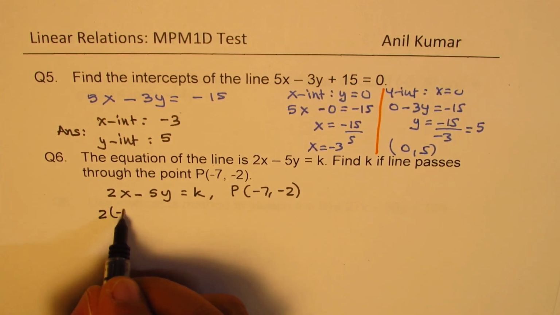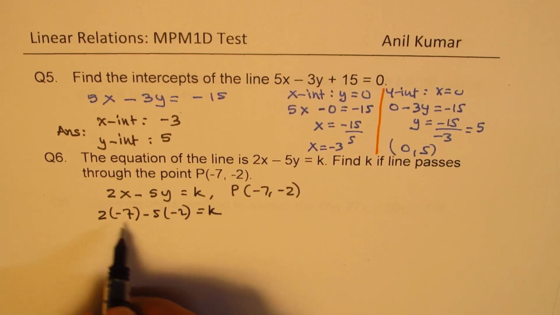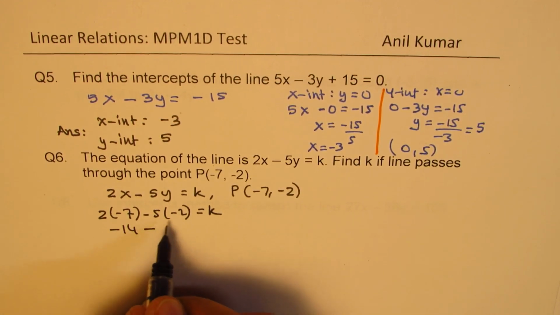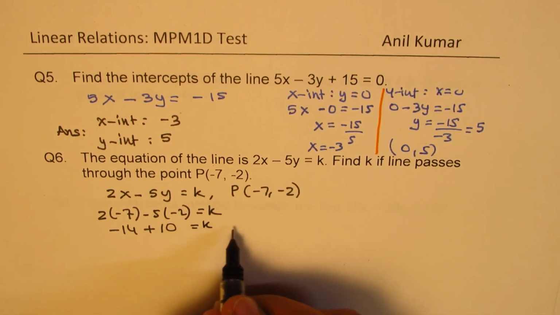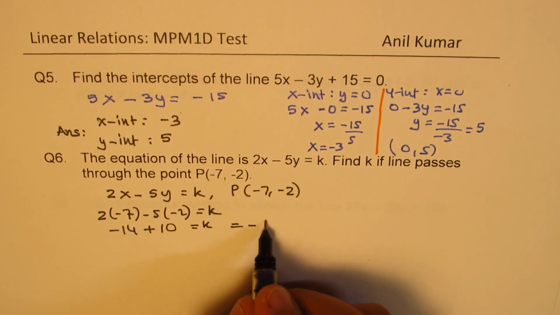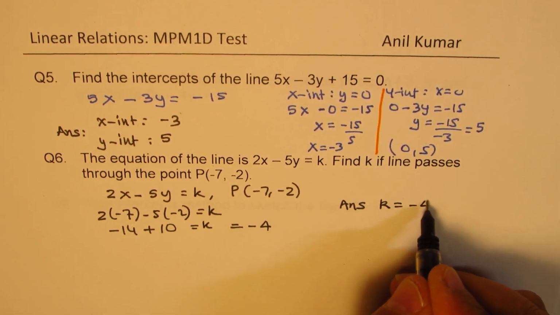So we get 2 times minus 7 minus 5 times minus 2 equals to k. So we have minus 14, minus minus becomes plus 10. So we get the value of k as equal to minus 4, right? So our answer is k equals to minus 4, correct?